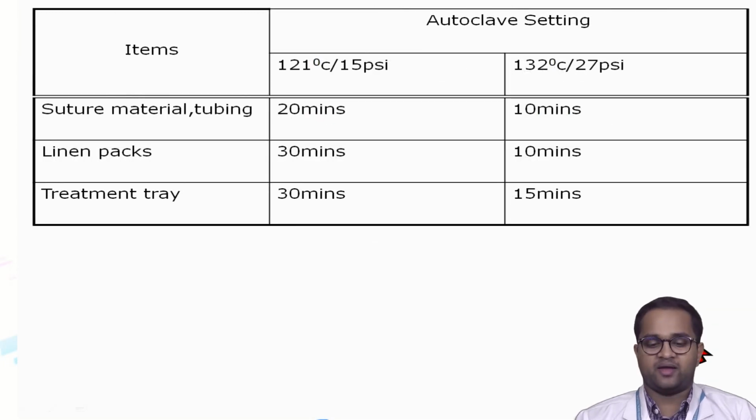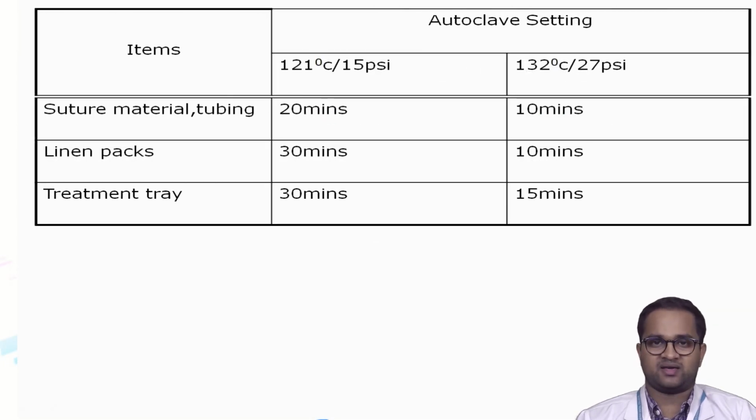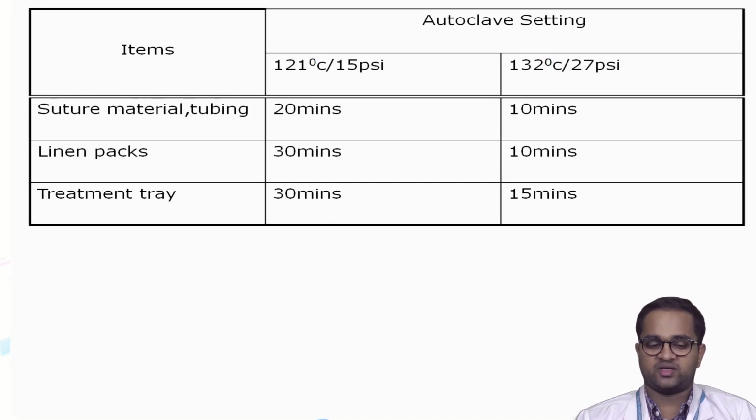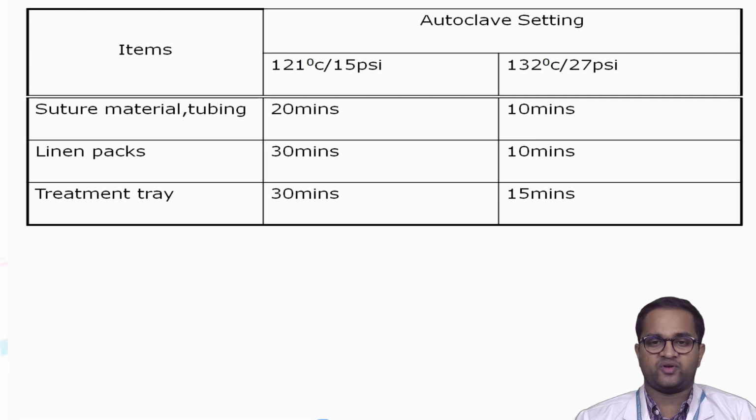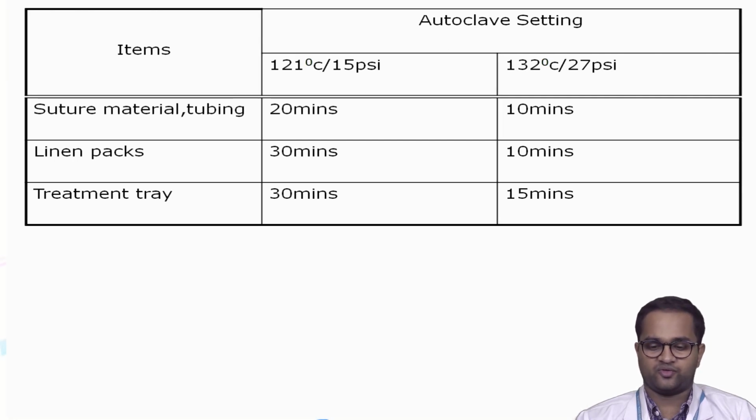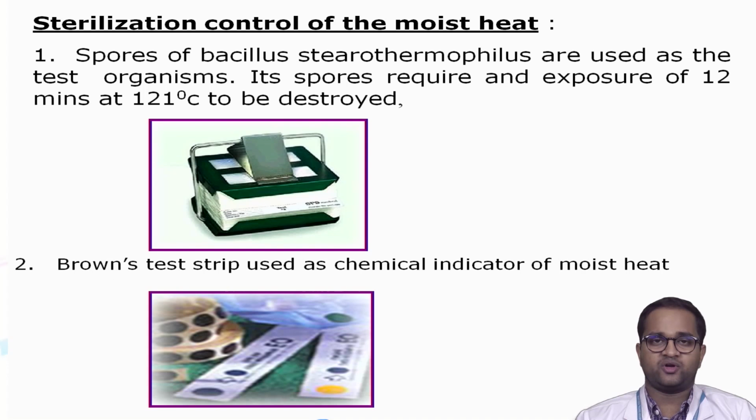For suture material and tubing, the first set is for 20 minutes and the second set is for 10 minutes. For linen packing, the first set is for 30 minutes and the second set for 10 minutes. In the treatment tray you have the first set for 30 minutes and the second set for 15 minutes. Coming to sterilization control of moist heat, the spores of Bacillus stearothermophilus are used as the test organisms. Its spores require an exposure of 12 minutes at 121 degrees Celsius to be destroyed. Brown's test strips are used as chemical indicator of moist heat.